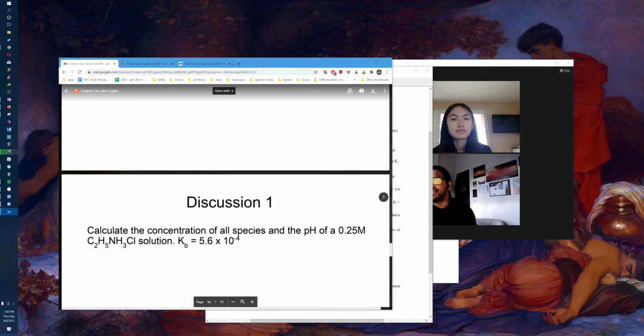All right, lactic acid has 1 acidic hydrogen. A 0.1 molar solution of lactic acid has a pH of 2.44. Calculate Ka. Okay.